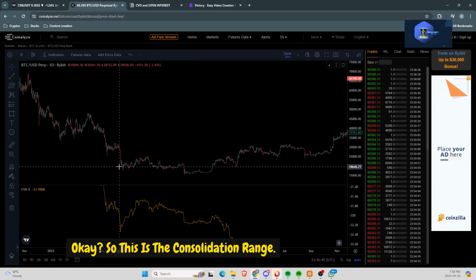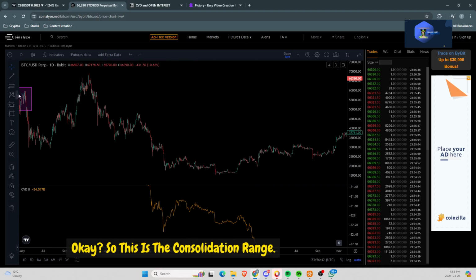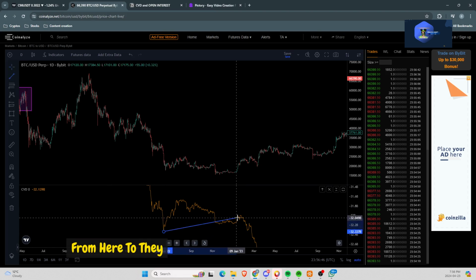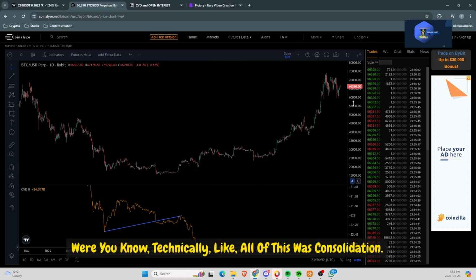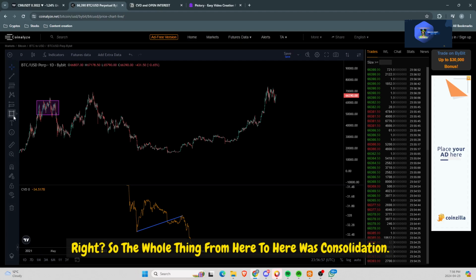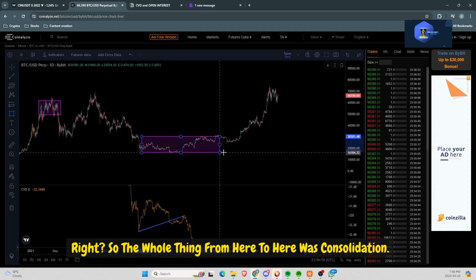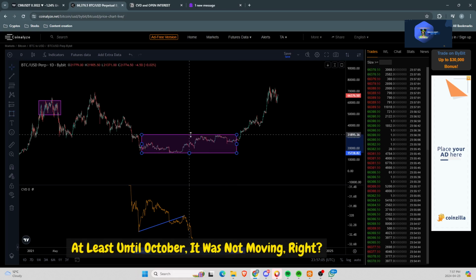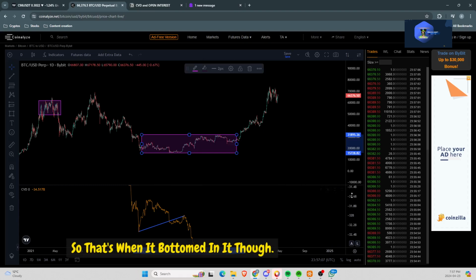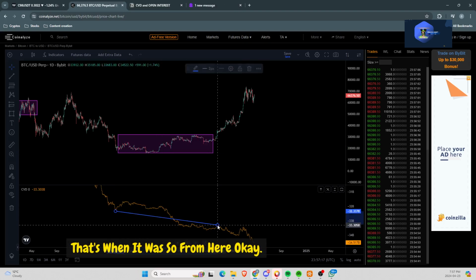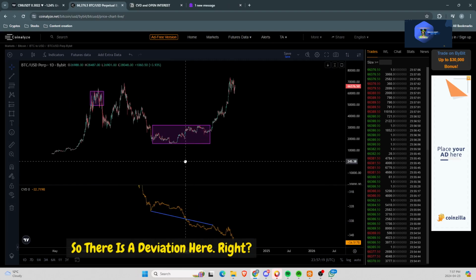Okay, so this is the consolidation range from here to here. Technically, all of this was consolidation, right? So the whole thing from here to here was consolidation, at least until October. It was not moving, right? So that's when it bottomed. And from here, okay, so there is a deviation here, right?